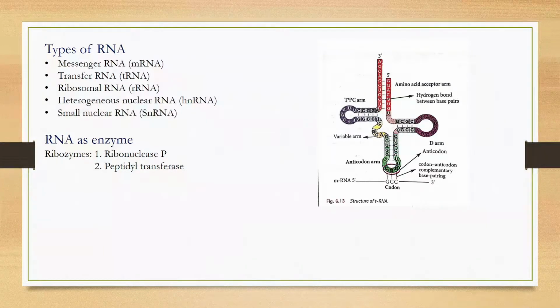Now come to the transfer RNA, or tRNA. Transfer RNA is the adapter molecule that translates the information carried by mRNA into a specific sequence of amino acids. There are at least 20 species of tRNA molecules corresponding to the 20 amino acids in each cell. A transfer RNA molecule contains 75 to 95 nucleotides.